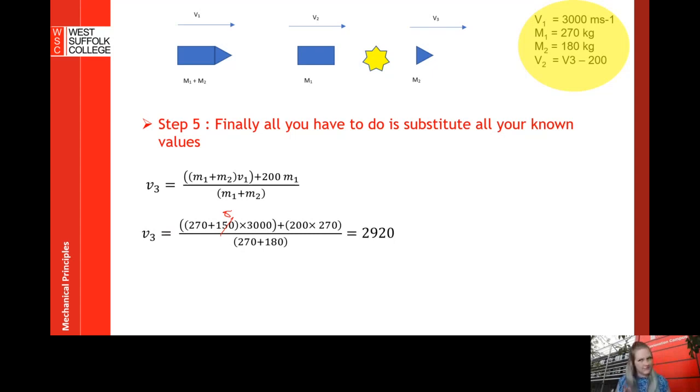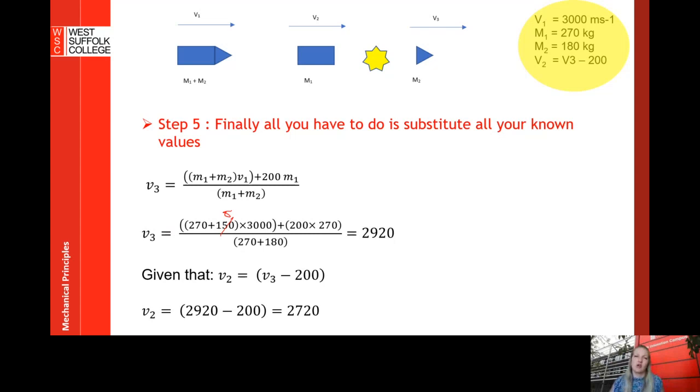Now, we've got V3, and that's awesome because from V3, we can then work out V2. Because remember, it has told us in the question that V2 is 200 meters per second slower than V3. So all we have to do at this stage is simply detract 200 from our V3. So quite easily, 2,920 minus 200 will give us our V2, which is 2,720.